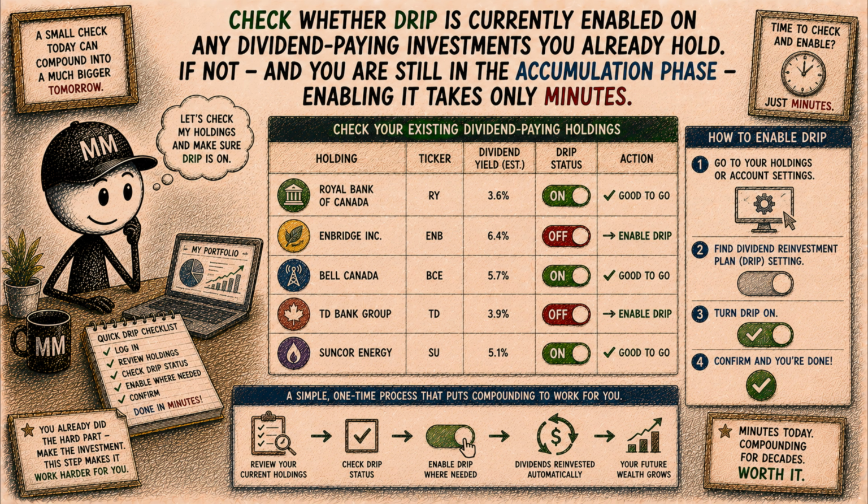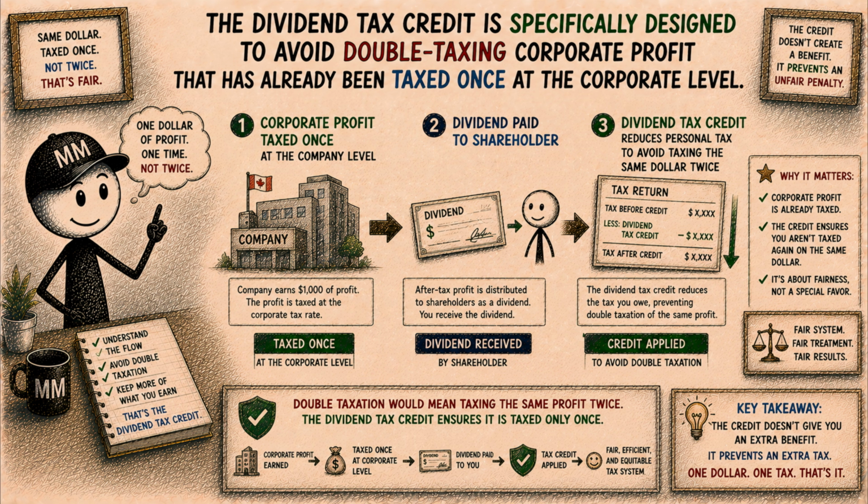The Canadian dividend tax advantage. As covered in this channel's dedicated dividend taxation video, eligible Canadian dividends, paid by Canadian public corporations, receive favorable tax treatment relative to ordinary income through a mechanism called the dividend tax credit, which is designed specifically to avoid double taxing corporate profit that has already been taxed once at the corporate level before being distributed to shareholders.